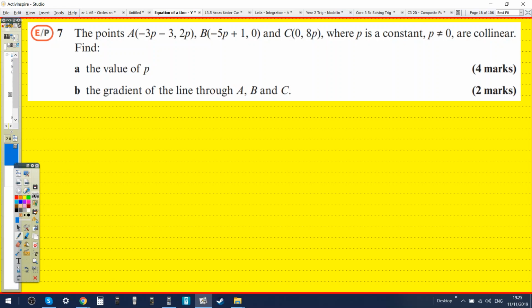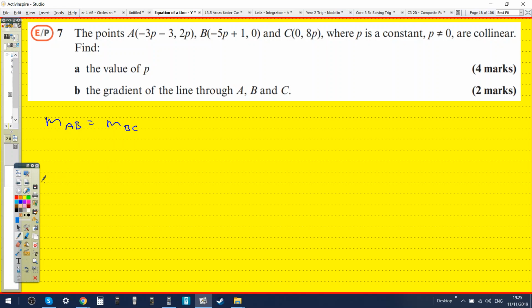I'm not sure how to start. The method for doing these is if they are on the same straight line, then they must have the same gradient. So the gradient of AB must be equal to the gradient of BC. So do I have to work out both gradients then to get to P?